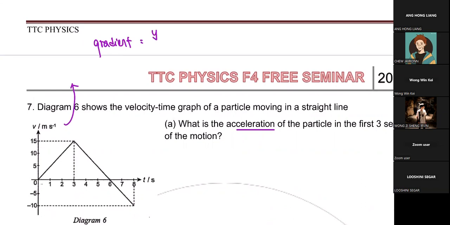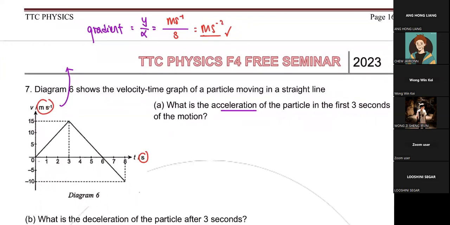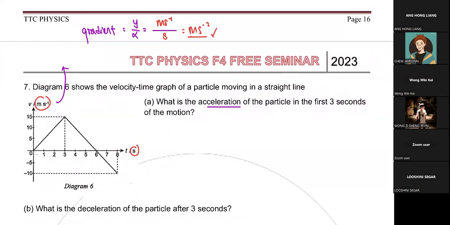So guys, you all know, right? Gradient is always y2 minus y1 over x2 minus x1, correct? But we don't do that, because we know that it's actually y over x. So this is meter per second, this is second. So this is ms^-1 divided by s, so this is ms^-2. So if I want to find acceleration, the acceleration is actually the gradient.